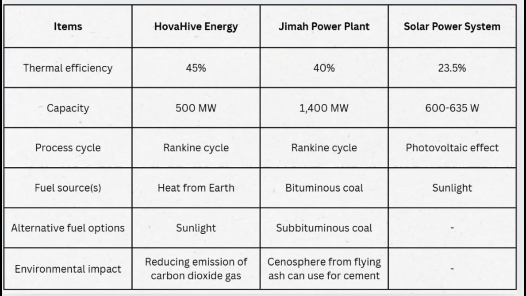our design is able to reduce CO2 emissions because the steam produced is only water vapor, not carbon dioxide gas. Next, for GMA, the environmental impact is that they can produce cenosphere, which is a type of fly ash that is used to make cement as an alternative source.